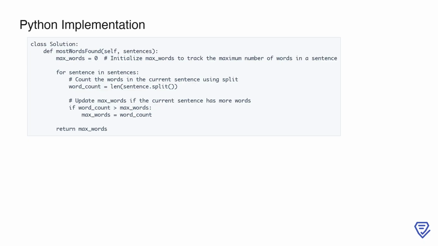The algorithm is efficient with a time complexity of O(n*m), where n is the number of sentences and m is the average number of words per sentence. This is because we process each sentence individually, and splitting a sentence into words takes time proportional to its length. The space complexity is O(1), as we only use a fixed amount of extra space for the max_words variable.